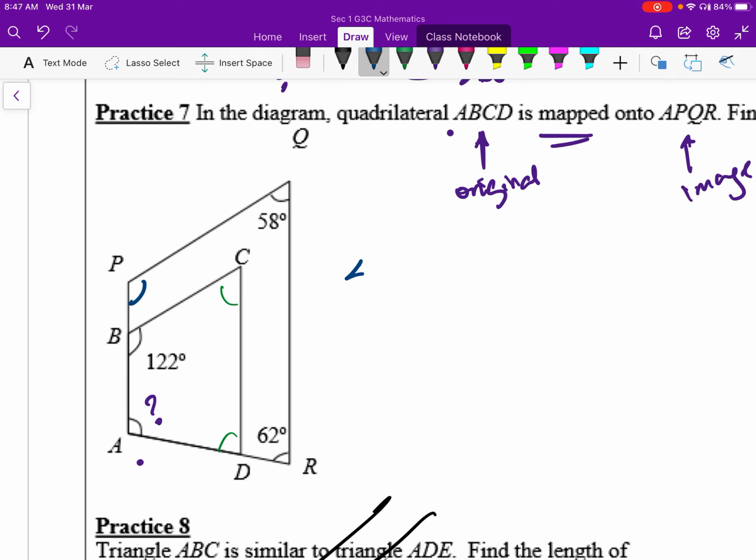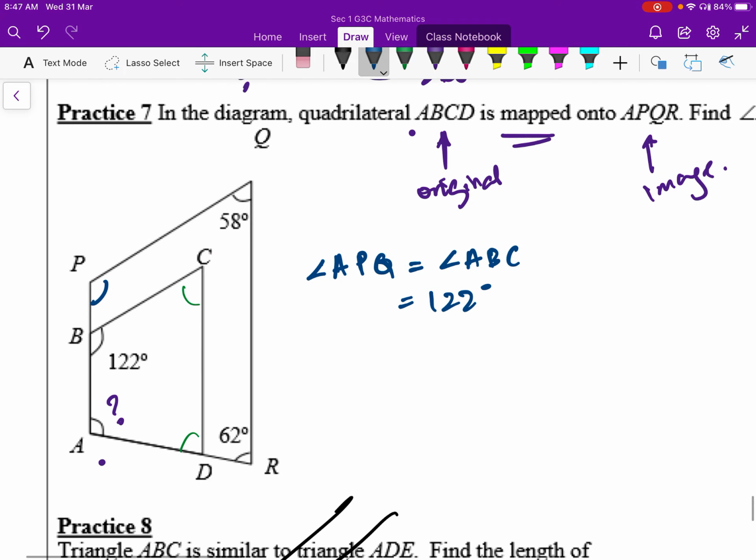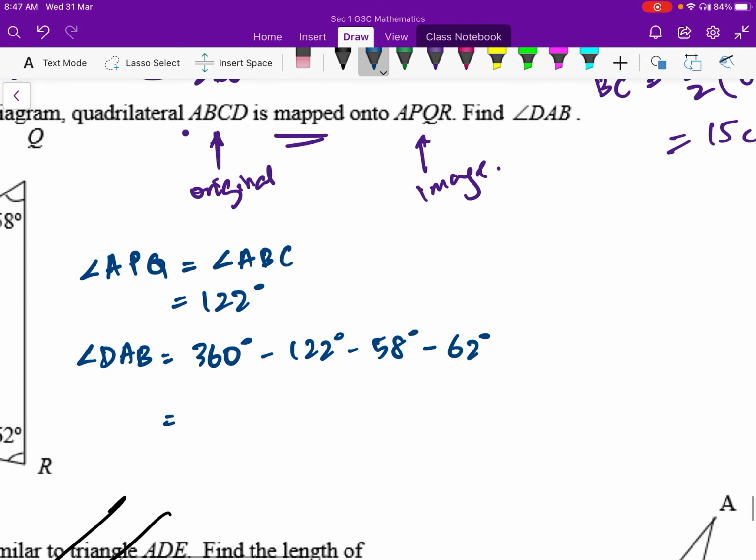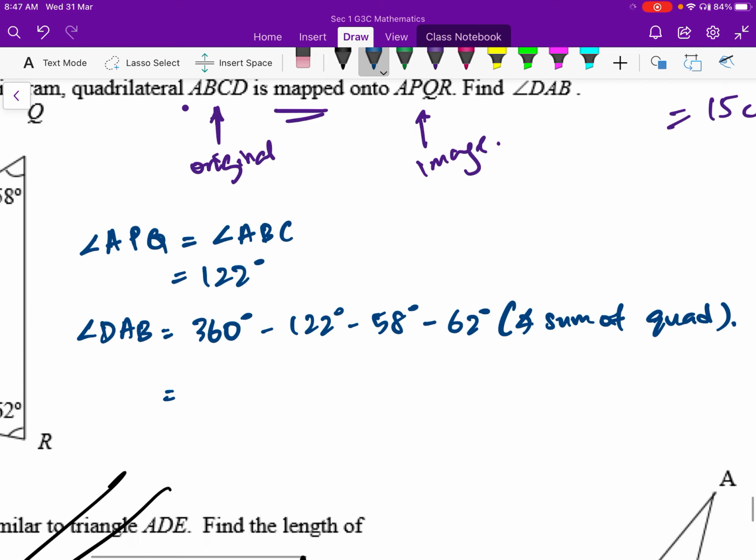Okay, so our angle APQ is the same as angle ABC, which is 122 degrees. And now we can find our angle DAB. DAB will be 360 minus our 122 minus 58 minus 62. And write down the reason before you compute. Angle sum of quadrilateral. Okay, so that I know where your 360 came from. You are telling me, hey, this is not angles at a point. It is not angles at a point. I used angle sum of quadrilateral. Okay, so let's continue. 360, 122, 58, 62, 118 degrees.